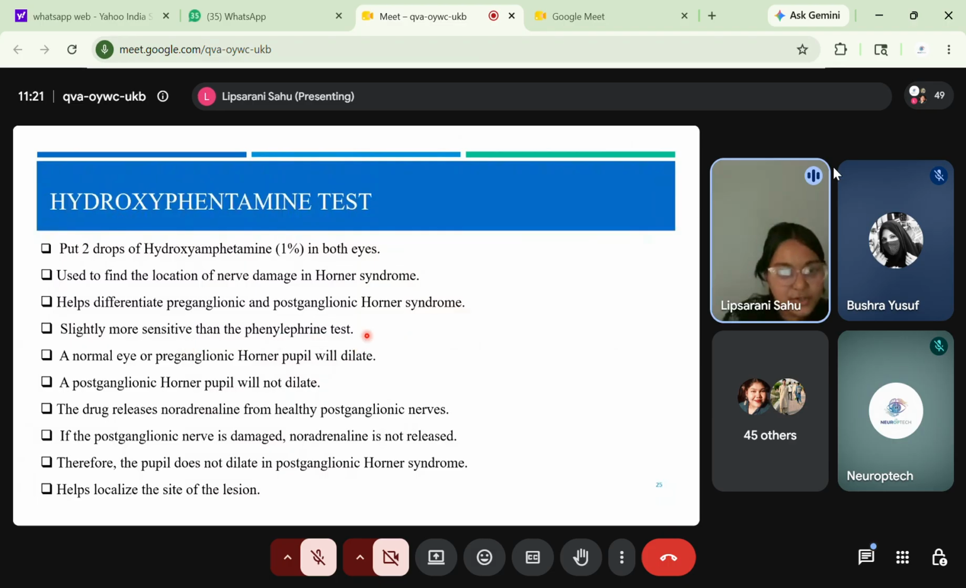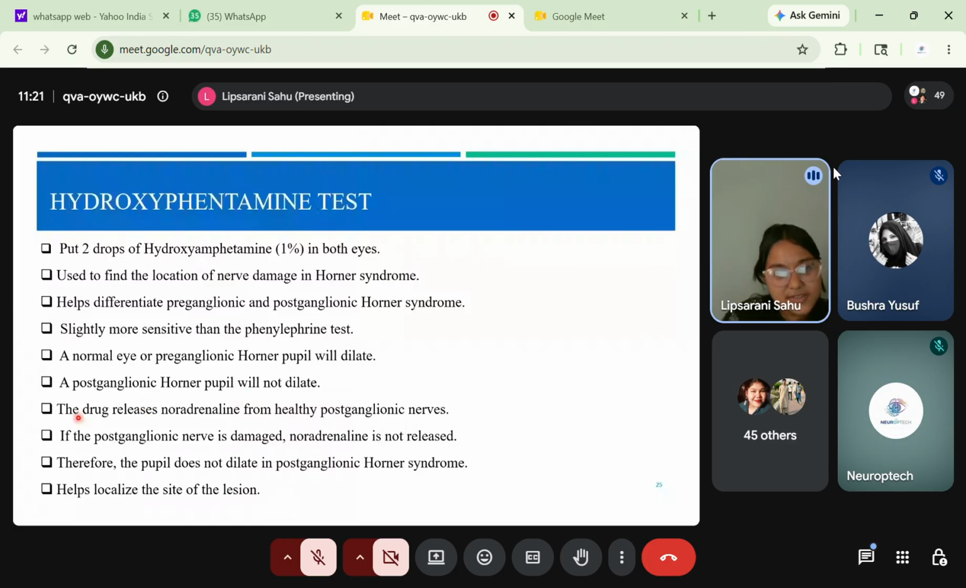A normal or preganglionic Horner pupil will dilate. A postganglionic Horner pupil will not dilate. So the first and second order neuron will be dilated, and the third order neuron will not be dilated.